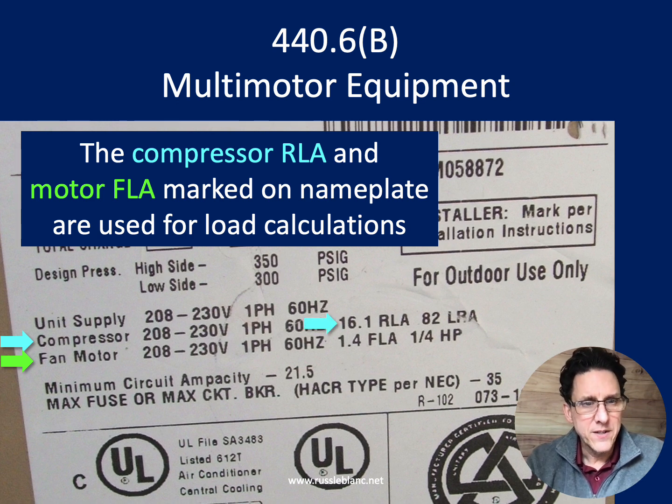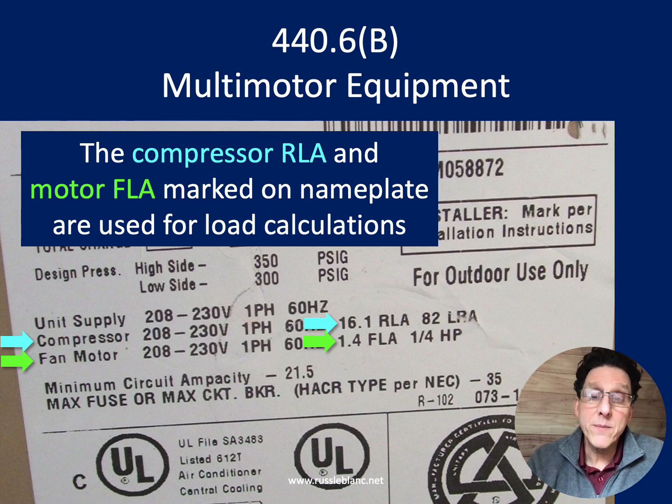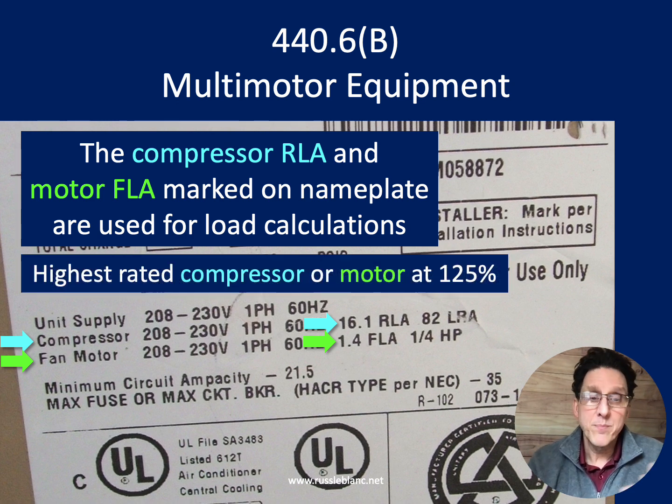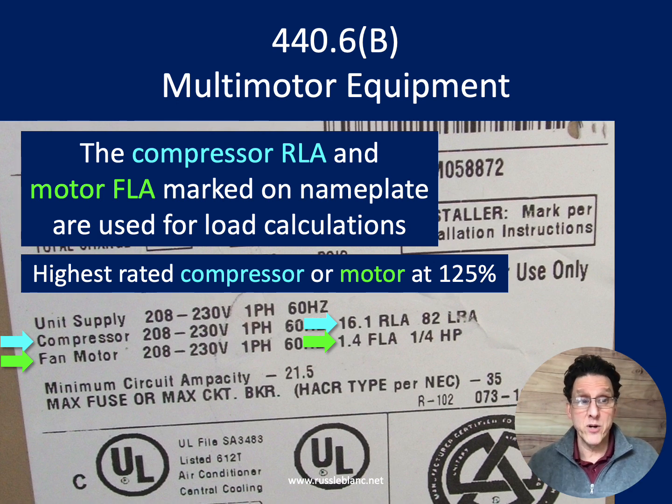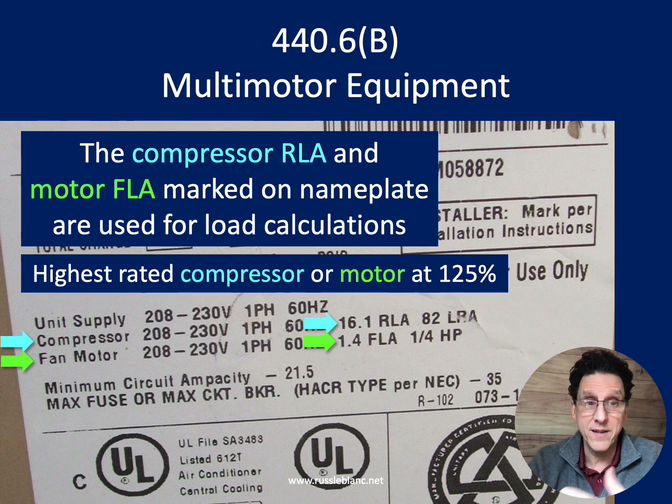All right, so there's the blue arrow showing you the 16.1 amps for the compressor RLA. We're supposed to use that, and we add that to the motor FLA of 1.4 amps. That's what we're supposed to do, right? But keep in mind, because there's multiple motors, we're supposed to take the highest rated compressor or motor at 125%. Okay, so we could do that. In this case, it would be the compressor, right? The compressor is higher. We would take that at 125%, and we would add the FLA of the other motor to that. That's our branch circuit load.